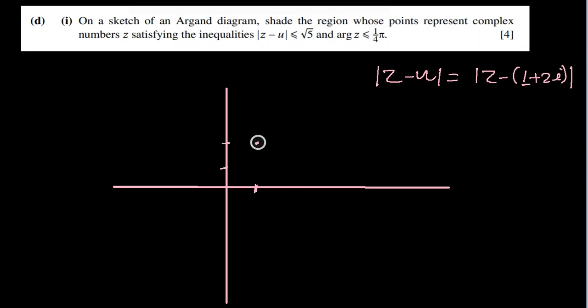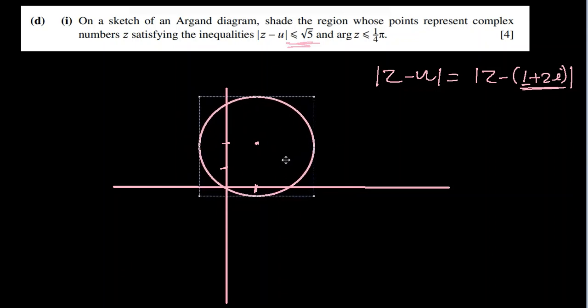So this point is 1 plus 2i. Our modulus of z minus u will start from here, and since they have given that it is less than or equal to square root 5, that means we will draw a circle whose radius is square root 5. Why? Let me give you the reason later. Let me draw it first.